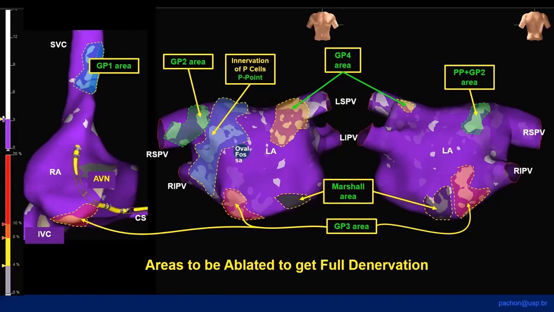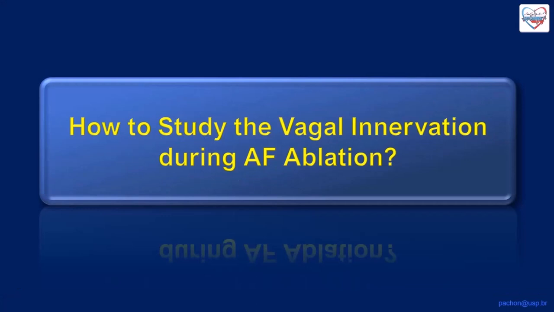The GP3 area is typically assessed at the insertion of the coronary sinus, as well as the region of the Marshall's vein in the roof of the coronary sinus. The GP4 area is close to the insertion of the left pulmonary veins, and finally, the GP1 area is assessed by the superior vena cava. In some cases, it may be necessary to ablate the Waterstone groove and the other areas indicated by fractionation mapping until vagal effect elimination. How to study the vagal innervation during atrial fibrillation ablation?